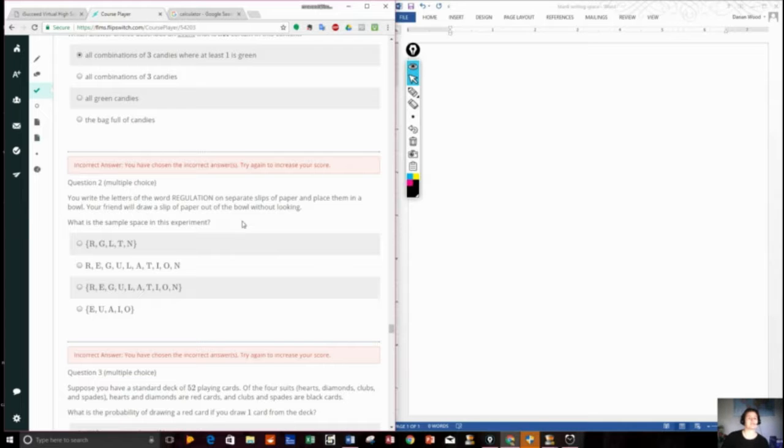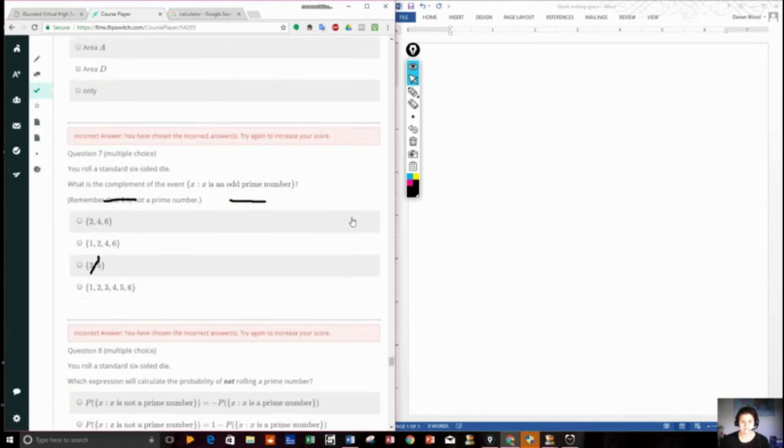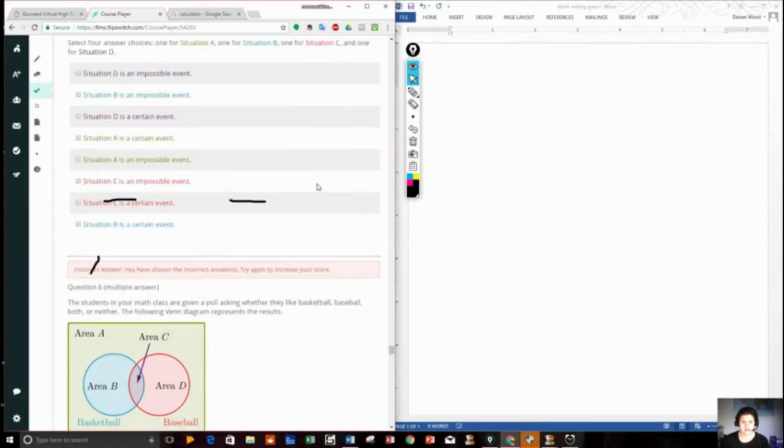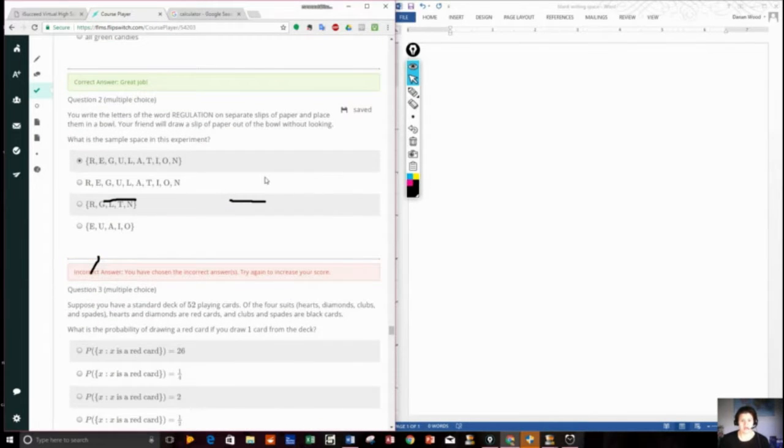Okay, well, sample space is written as a set, so I know that this one is not an option because it's not written in set notation. And then it says you write the letters on separate slips of paper. So one slip of paper is going to have an R, one slip of paper is going to have an E. So it's the set of each of those letters individually. So let's check that for grading. Great job. Okay. Question 3.